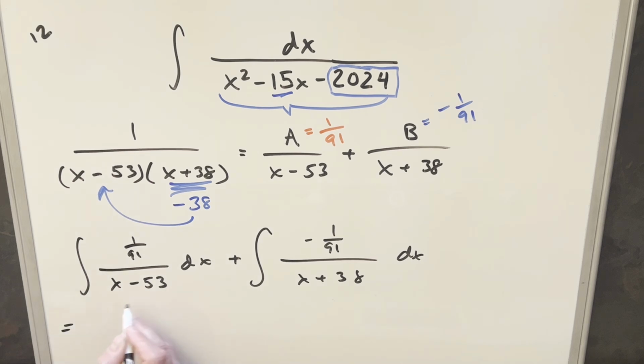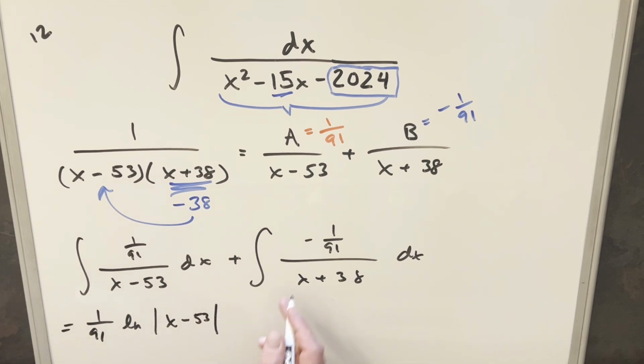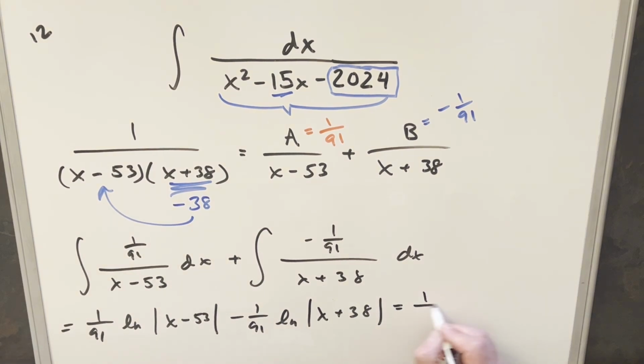But now here we have just 2 easy integrals. For the first one, this is going to become 1 over 91 natural log absolute value x minus 53. And the second one, we'll bring the minus 1 over 91 in front. This is natural log absolute value x plus 38. But then let's just clean it up a little bit. I'll factor out the 1 over 91.